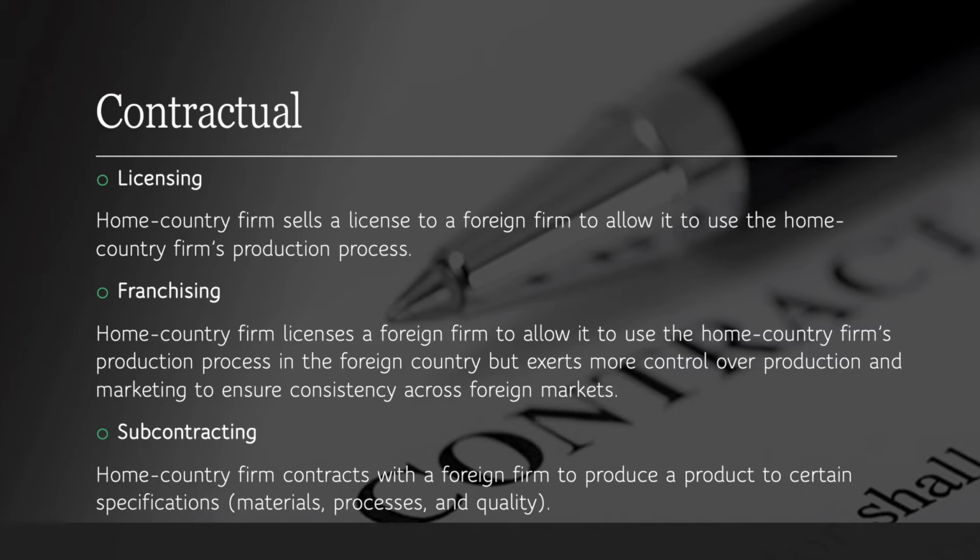We can distinguish among at least three types of contractual foreign market entry. These are licensing, franchising, and subcontracting. In the licensing case, the home country firm sells a license to a foreign firm to allow it to use the home country firm's production process. This could include use of logos, trademarks, designs, and branding. In return, the foreign firm would pay royalties to the home country firm for the license rights.